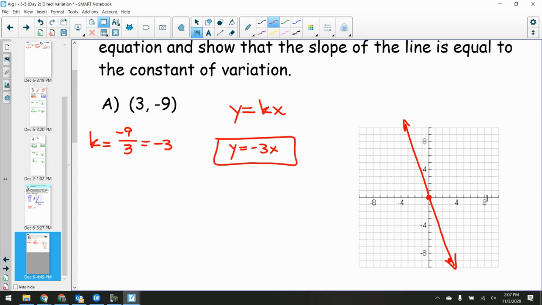Could I use this to verify the slope is the k value? Look, down 3, right 1. Down 3, right 1. Up 3, left 1. Man, I did a pretty good job of drawing that line. So, slope is the k value, right? Every direct variation is going to run through (0, 0). And if I give you a coordinate, you can just plot that coordinate and run it through (0, 0). There's your line, as long as it's a direct variation.